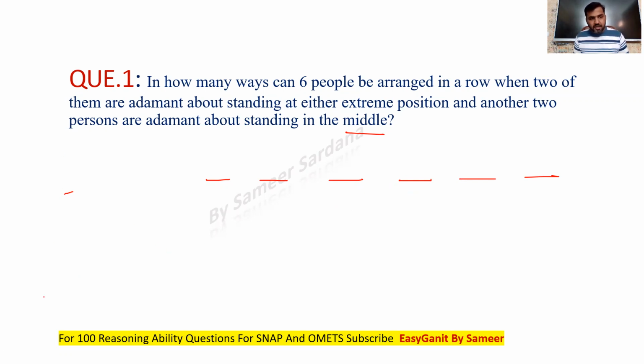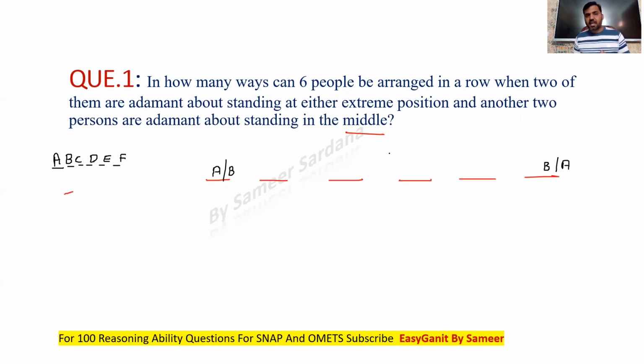So guys, if I say that I have these people A, B, C, D, E, and F. Let's say these are the 6 people we have, right? Now, out of these 6 people, 2 people are adamant about standing at the extreme position. So let's say that A and B are the 2 people who want to sit on the extreme position. So if A is on first, B has to be in the last position. If B is on first, then A has to be at the last position, right?